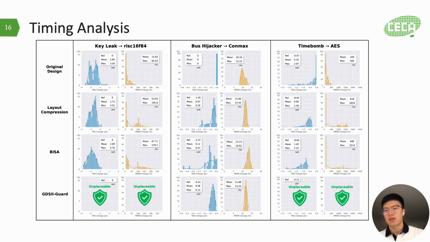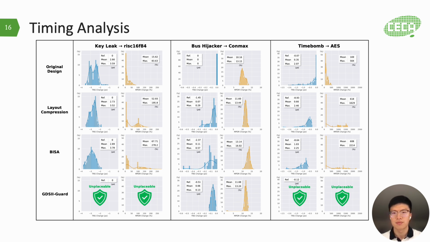Layout compression provides insufficient protection with poor design performance, and defenses targeting security-critical cells show better detectability efficiency. Moreover, tailoring defenses to specific types of Trojans is more effective. For example, GDS2Guard leaves no space for the placement of sequential Trojans with large flip-flop cells.